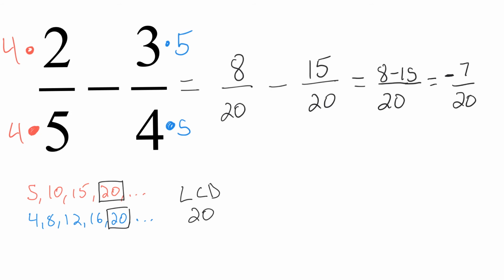Check that you cannot reduce the fraction. 7 and 20 you cannot reduce. If you are able to reduce, you have to, but right now we don't have to. So my answer will be right here, negative 7 over 20.